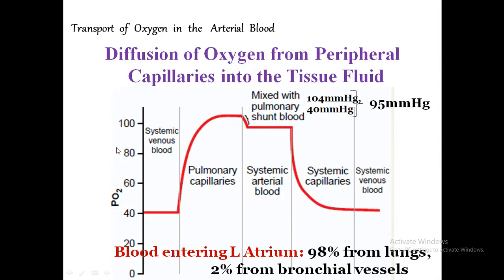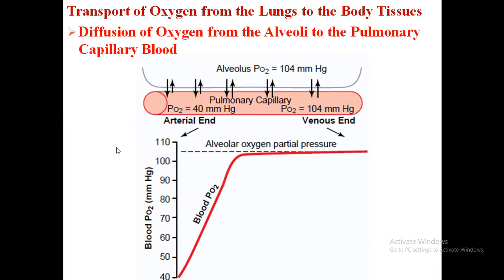This is the diagram to show the diffusion of oxygen from the alveoli to the pulmonary capillary blood. What happens is that the blood from the right side of the heart, emerging from the right ventricle, comes to the lung for oxygenation, and it has a partial pressure of 40 mmHg.